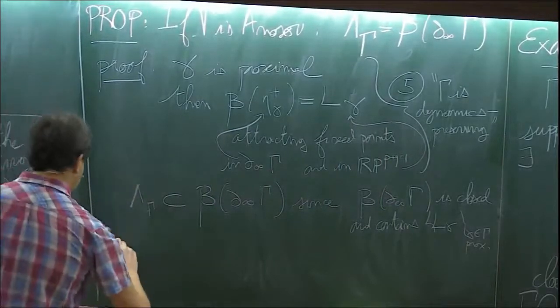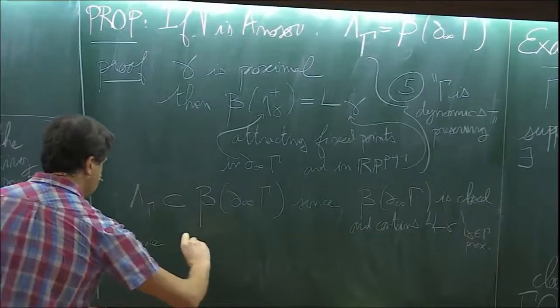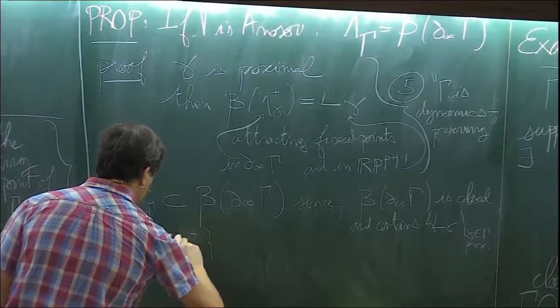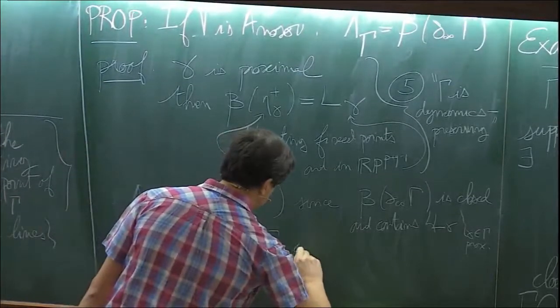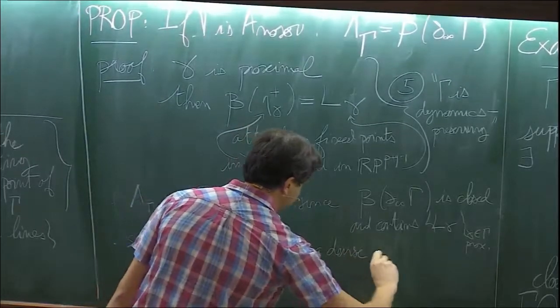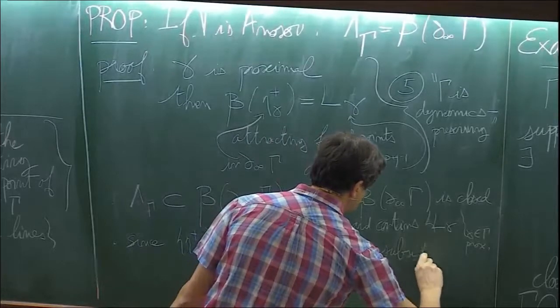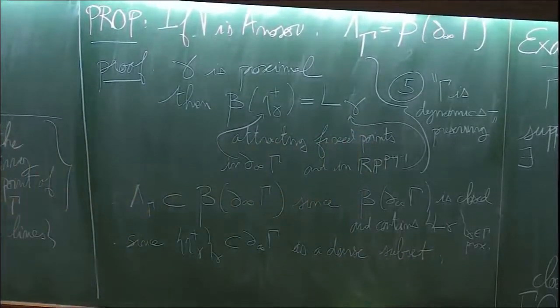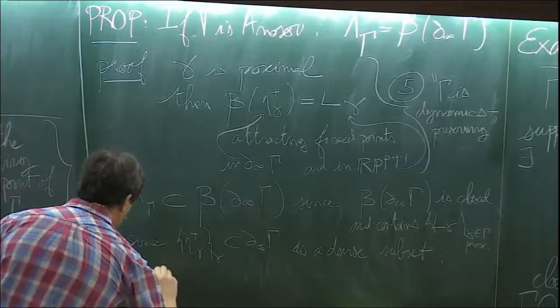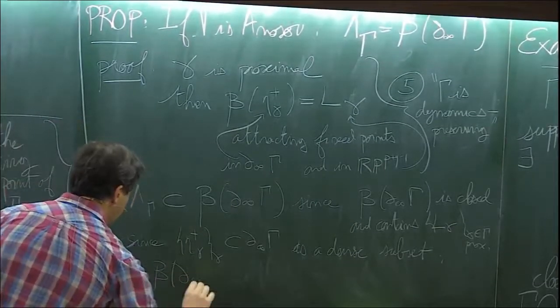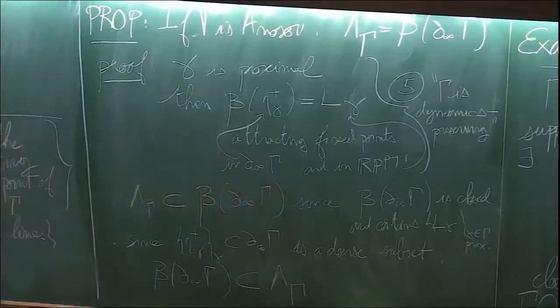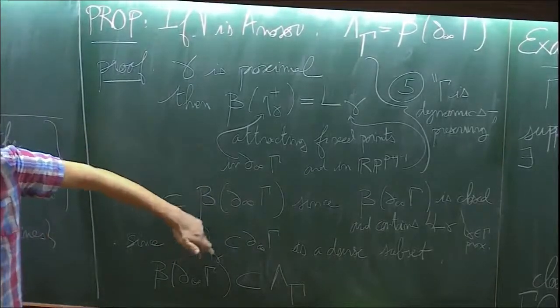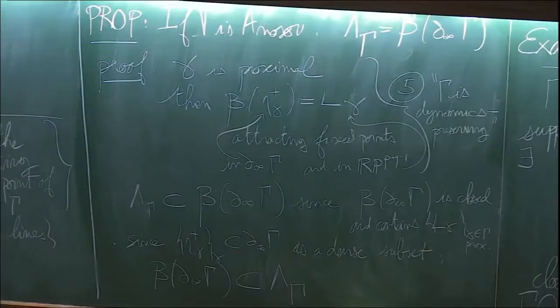And also, since the eta gamma plus in the boundary of a group are dense, I deduce from this that the image of this set is contained in this closed subset. Okay? Because it is the case for this dense subset, and then you just have this by continuity.